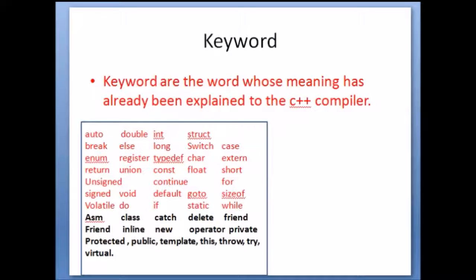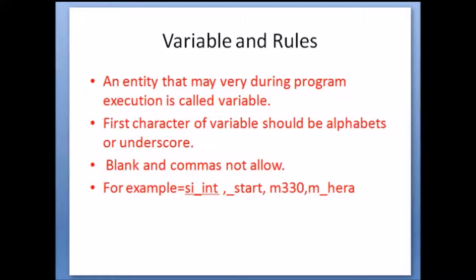Now the variable and its rules. An entity that may vary during program execution is called a variable. If we make a variable x and put the value 5 in it, then we can increase and decrease the value. This is called a variable, which varies.